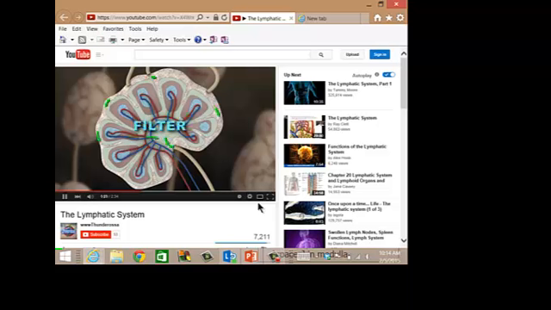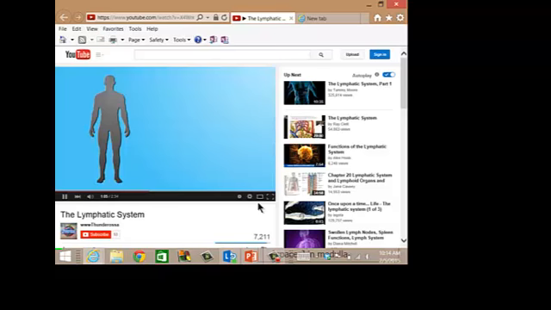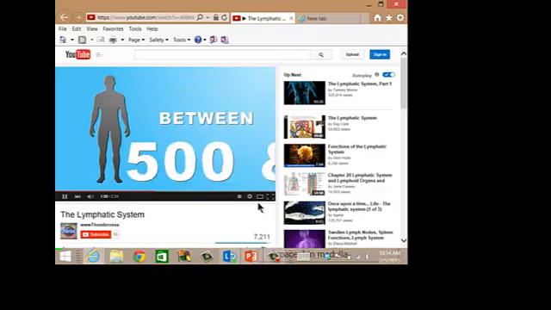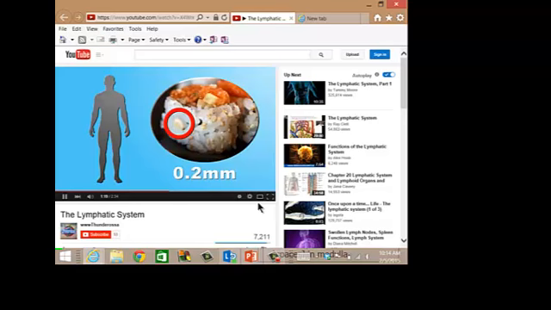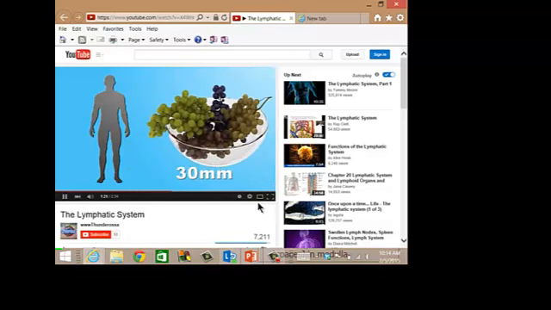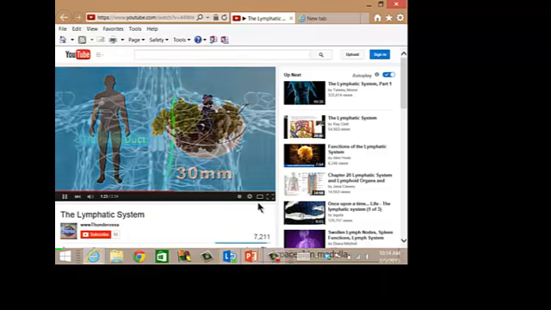Lymph nodes help to filter and remove possible harmful substances and to drain the lymph fluid. Every person has a different number of lymph nodes, generally between 500 to 1,500. The sizes of lymph nodes in each person are also different, between 0.2 of a millimeter, or as small as a sesame seed, to 30 millimeters, about as large as a grape.